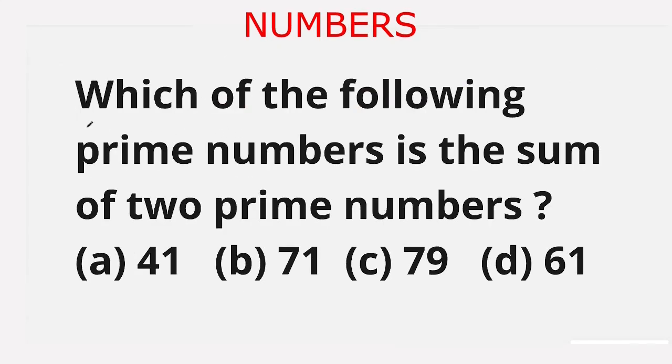Our question is, which of the following prime numbers is the sum of two prime numbers? The given options are option A 41, option B 71, option C 79, option D 61. Here out of these numbers 41, 71, 79 and 61, we have to find which is the sum of two other prime numbers.